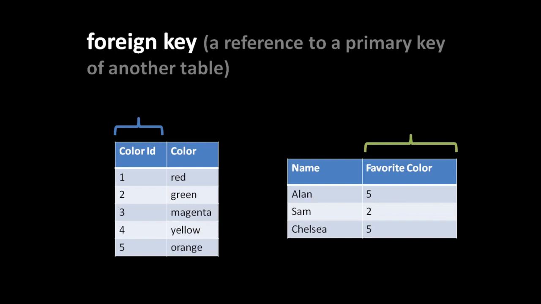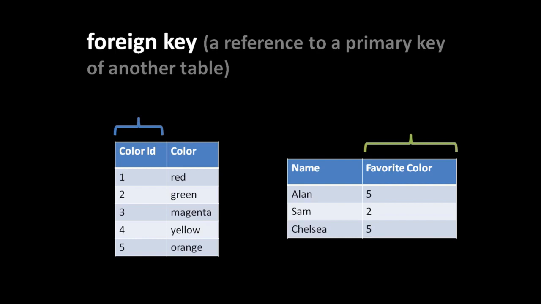But in any case, looking over at the table of people, we have the name of each person, and then we have their favorite color. And the favorite color column is a foreign key because it's simply a recorded value that references the primary ID of another table, the color table. So according to the data in this table, the person named Alan, their favorite color is orange. And same for Chelsea, their favorite color is also orange. Sam, though, his favorite color is the one with ID 2, green.